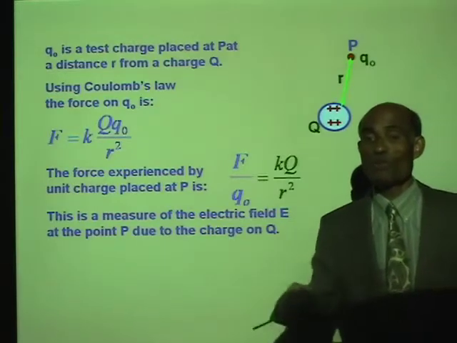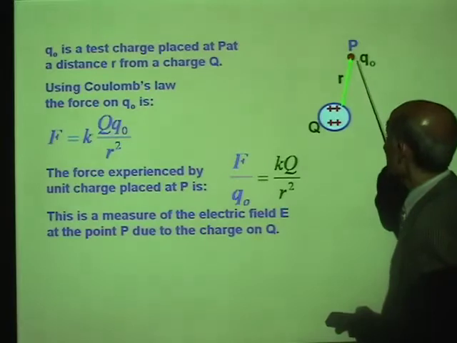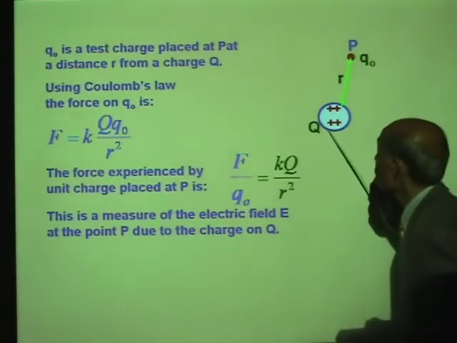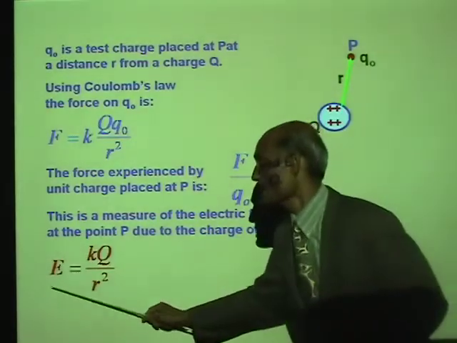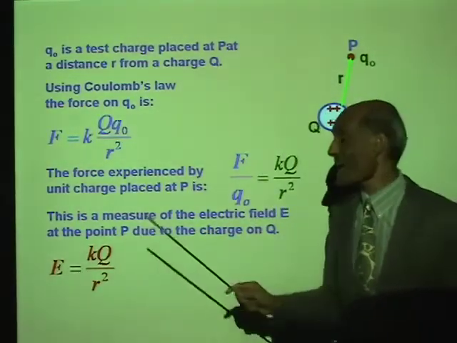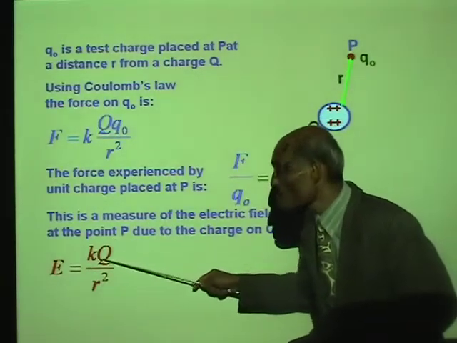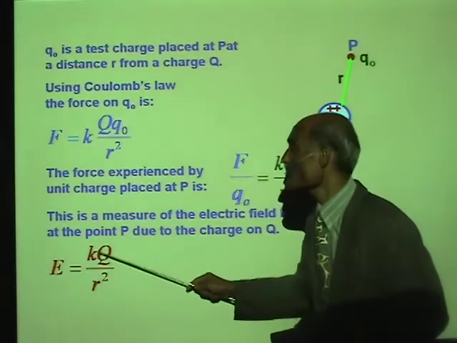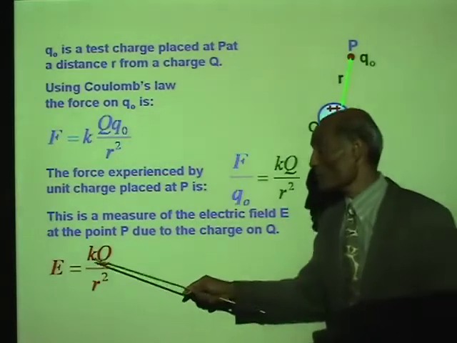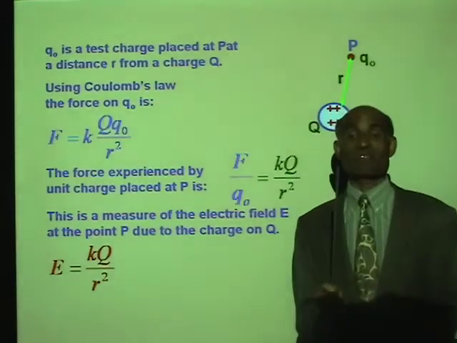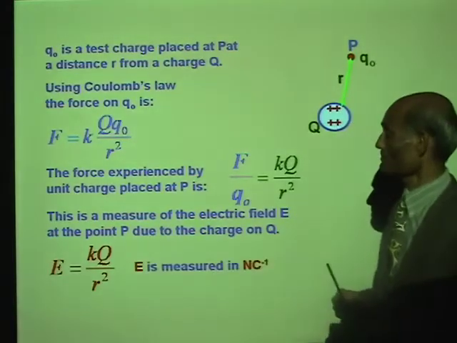Alright, note all those details. This is a measure of the electric field at the point P due to this charge Q. Okay, and so watch that. The electric field at a point, distance r from a charge Q, is E equal to kq over r squared. Now, this is the magnitude of that electric field. The direction of the electric field we will discuss as we go on.